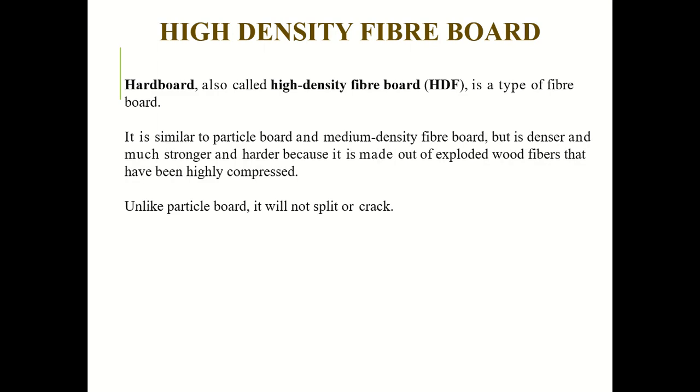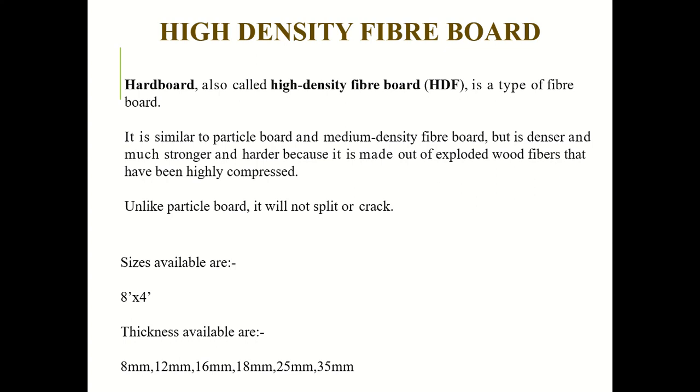Next we have high density fiber board. High density fiber board is also called hard board. It's very similar to particle board, which I'll cover in the next couple of minutes. It's also similar to medium density fiber board, but as the name itself tells, it's high density. The density is more compared to medium density fiber board, so it is stronger and harder in nature. The wooden fibers are compressed at very high temperature, and it will not split or crack. Sizes are 8 feet by 4 feet. Thickness you can get from 8 mm, 12 mm, 16 mm, 18 mm, 25 mm, 35 mm.